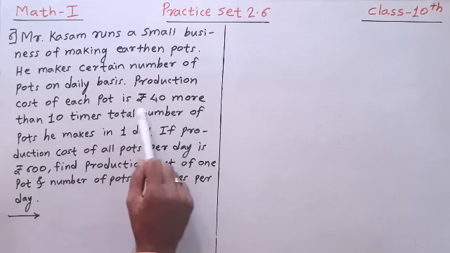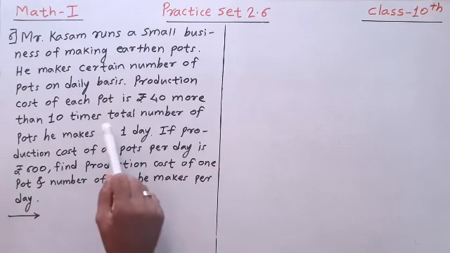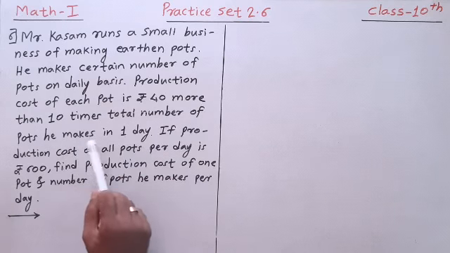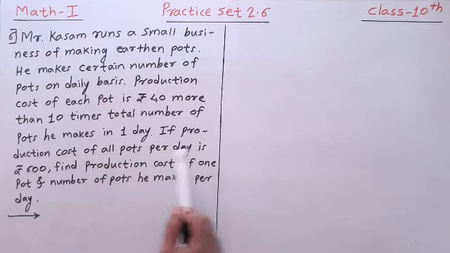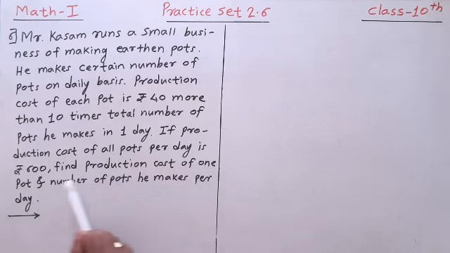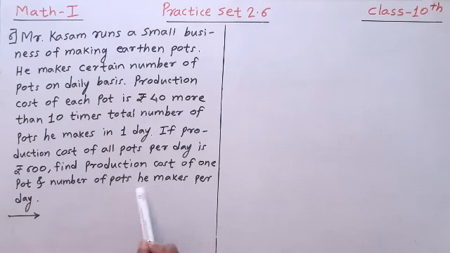Production cost of each pot is rupees 40 more than 10 times the total number of pots he makes in one day. If the production cost of all pots per day is rupees 600, find the production cost of one pot and the number of pots he makes per day. So dear students, in this example we have to find out two things. First is the production cost of one pot, and the second thing, the number of pots he makes per day.